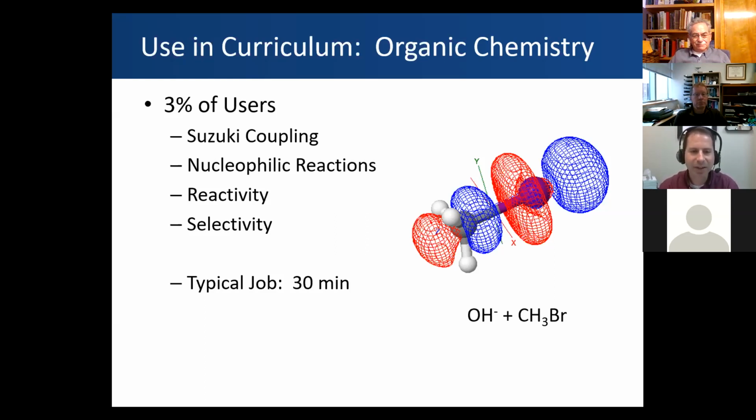So computational chemistry is important in organic chemistry. Molecular orbitals are important to show why things react and where they react. I'd like to increase this, but being a physical chemist, the organic world is not my domain, and so it's hard to cross over.